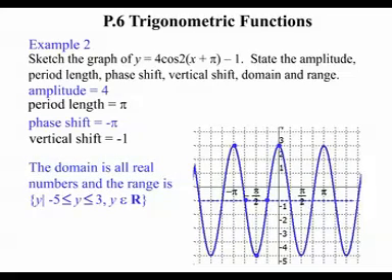The domain in this case is going to be all real numbers. For all sine and cosine graphs, unless it's some kind of function where it's got some limits to it, it's going to be all real numbers. The range, if you look, our lowest mark is negative 5, our highest mark is at 3, and so our range is all numbers y such that negative 5 is less than or equal to y, which is less than or equal to 3.